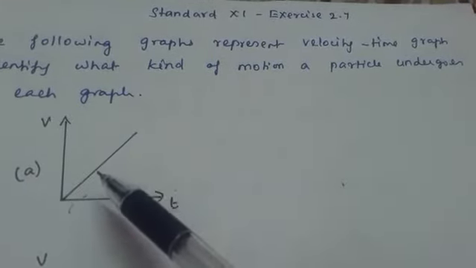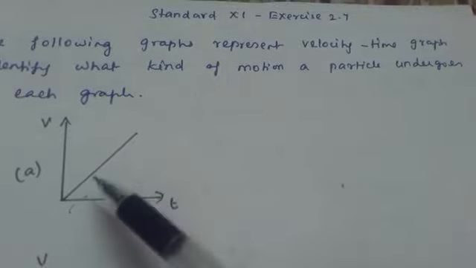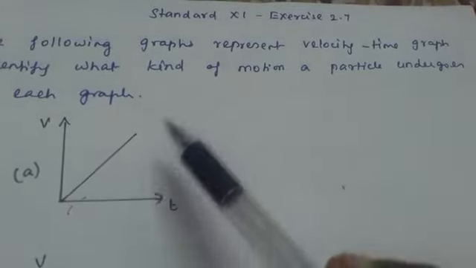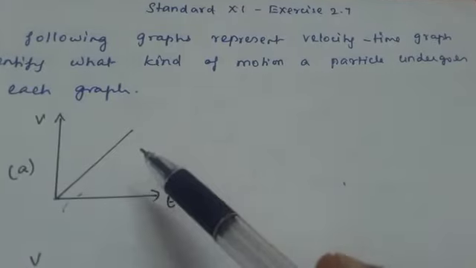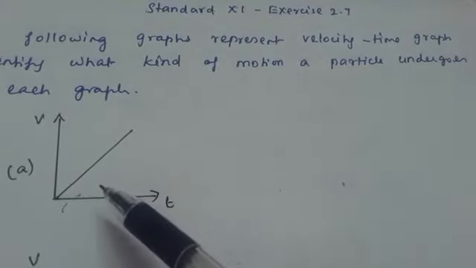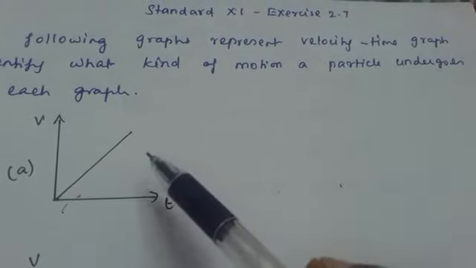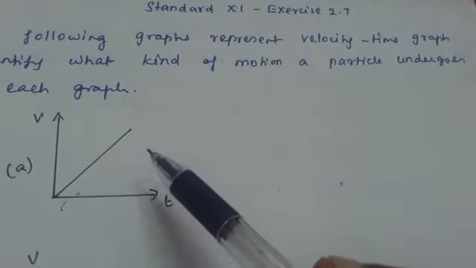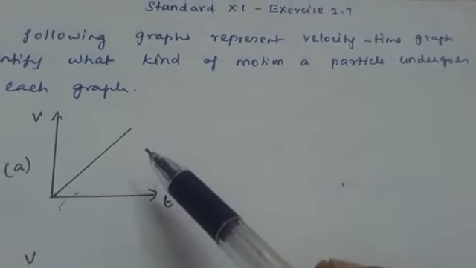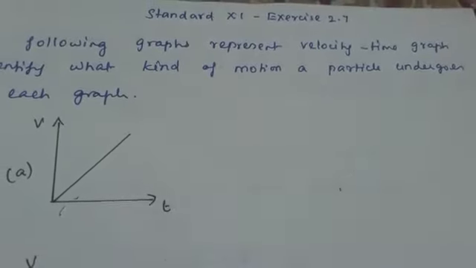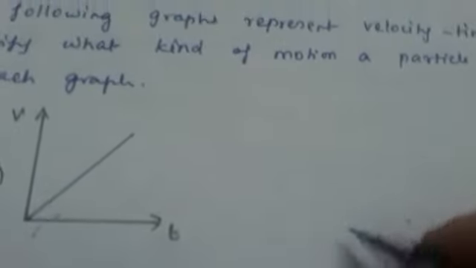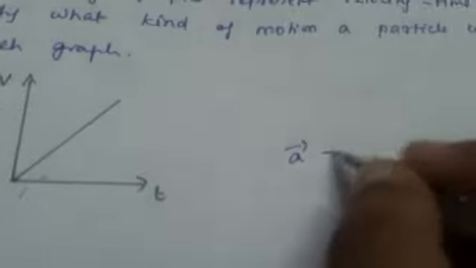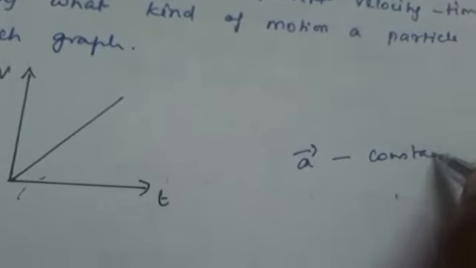So what can you say about the acceleration? We can say the acceleration is constant, because the body is moving with a constant velocity. So you can write in this graph: acceleration a is constant.